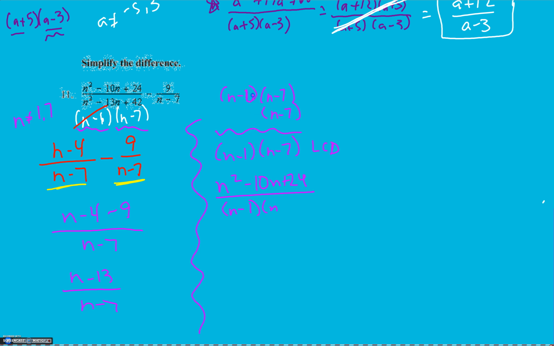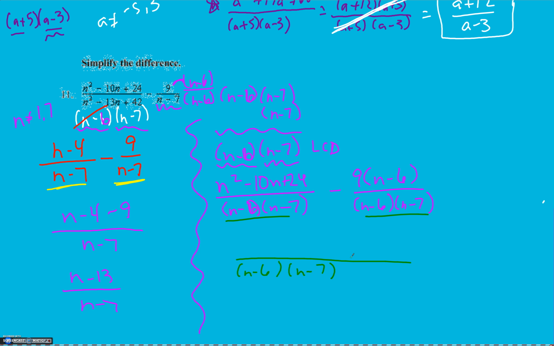Sorry, these are 6's. Minus my second expression has the 7 but is missing the 6. Whatever I multiply the bottom by, I have to multiply the top by here. So I have 9 times n minus 6 over that common denominator. Now, I'm going to go ahead and simplify this. I can write it as one fraction because my denominators are the same. So, n minus 6 times n minus 7.